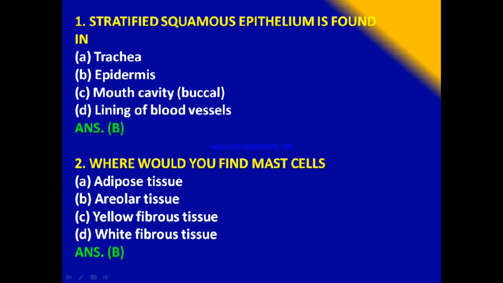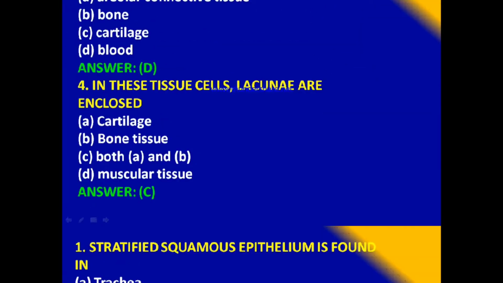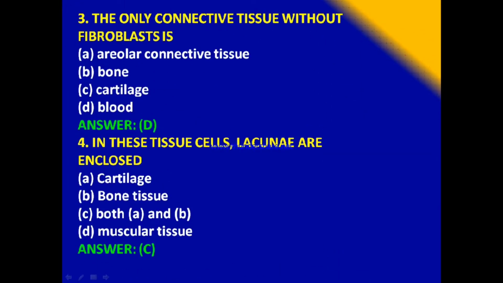Where would you find the mast cells? Adipose tissue, areolar tissue, yellow fibrous tissue, or white fibrous tissue? And the mast cells are found in areolar tissue. The only connective tissue without fibroblast is areolar connective tissue, bone, cartilage, or blood. The only connective tissue without the fibroblast is blood. So, blood has no fibroblasts.